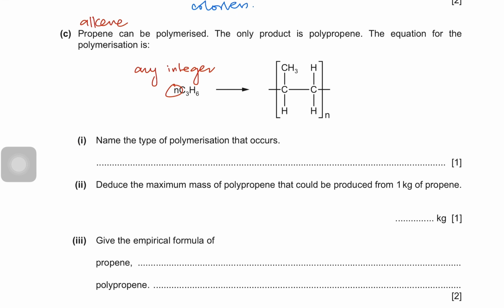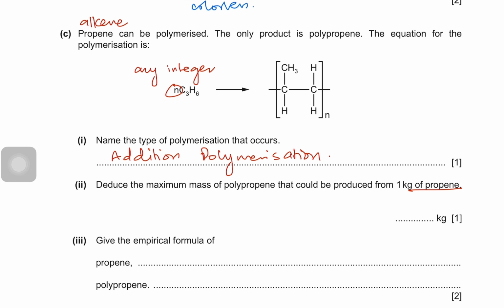Name the type of polymerization that occurs. You can notice alkenes only give addition reactions. So here you can say the polymerization is addition polymerization. Moving on. Deduce the maximum mass of polypropene that could be produced from 1 kg of propene.